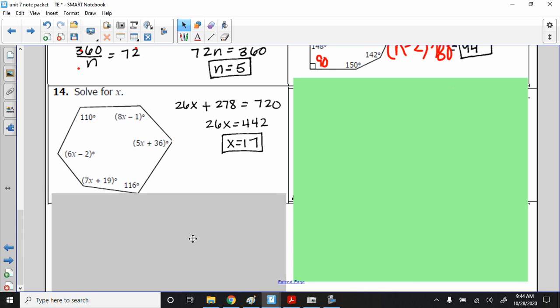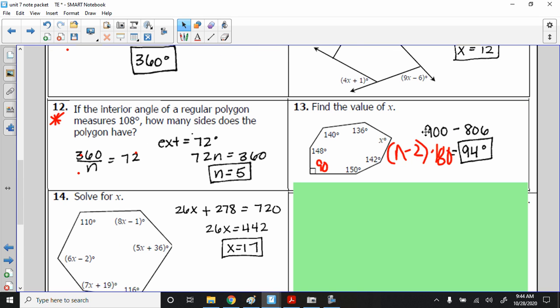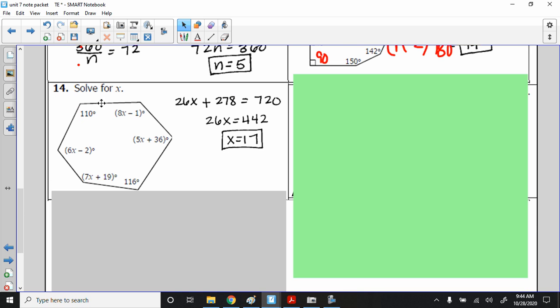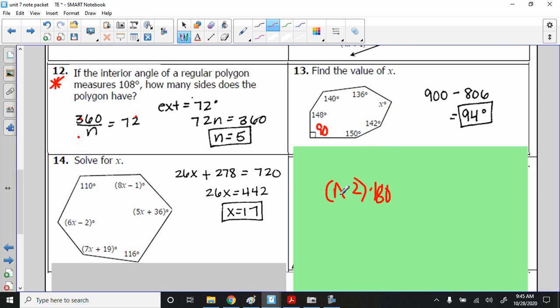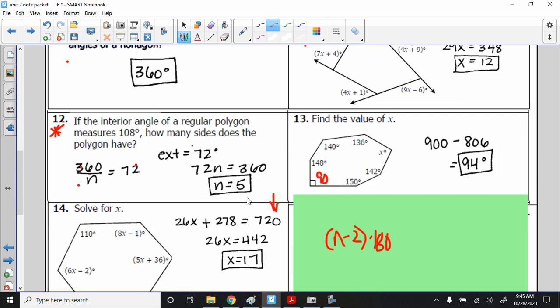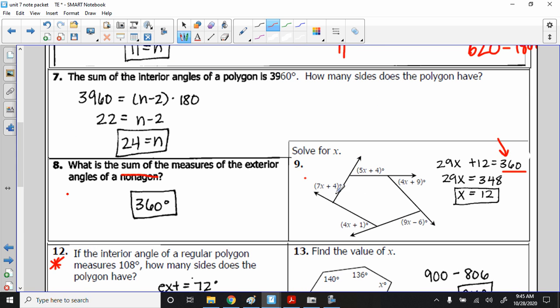Almost finished. Same exact idea as this. Same exact, but there's a lot more going on here. Counted the sides. I got 6 sides. That's important. I use this formula right here to get 6 minus 2 times 180, and that's how I got this number. That's the number you need. That's the interior sum, because these are interior angles. Up here on number 9, they were exterior angles, so I needed 360.